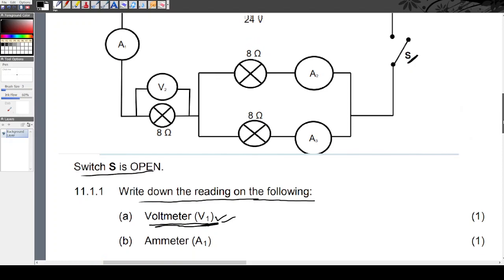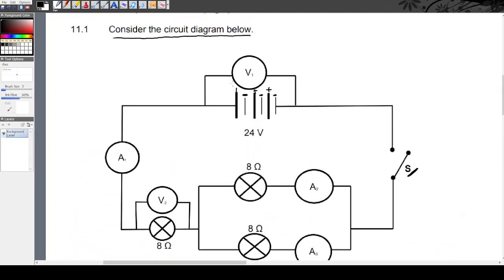Let's go and see the circuit. Where is V1? V1 is this voltmeter that is connected across the battery. You may be wondering, what is a voltmeter? Let me remind you. I'm assuming you watch my videos, but let me remind you. A voltmeter is a device that is used in electric circuits, and this device is used to measure voltage. This is a voltmeter. It measures voltage, and it is always connected across the component.